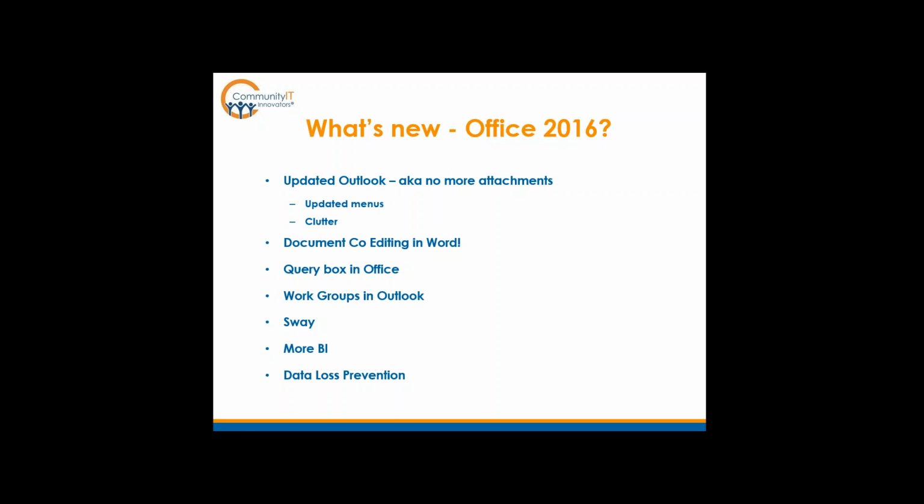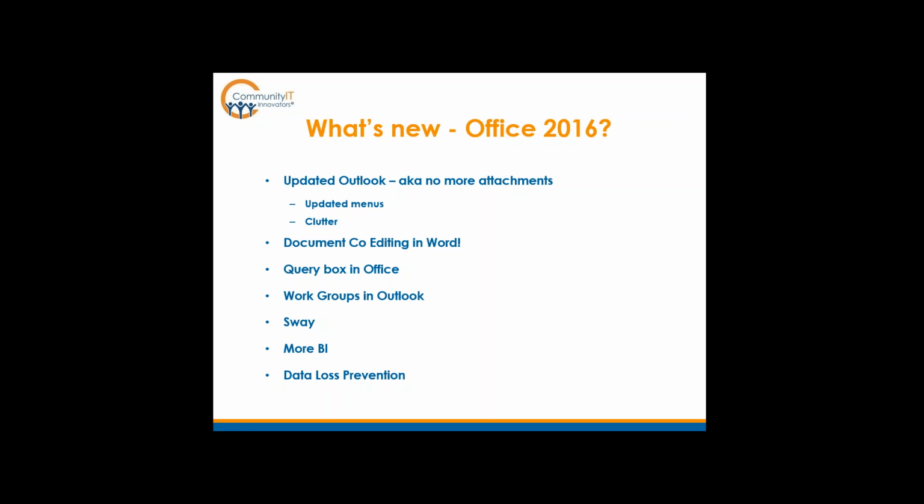Probably some of the big winners in Office 2016 are around document co-editing. That'll be available in Word, so you can do that natively on your desktop. There's a feature called the query box in Office, which again is around helping people use all of the features more effectively. Some new things like Groups, which is a Microsoft initiative to help people self-organize around projects or initiatives without needing IT to create a security group or distribution group.